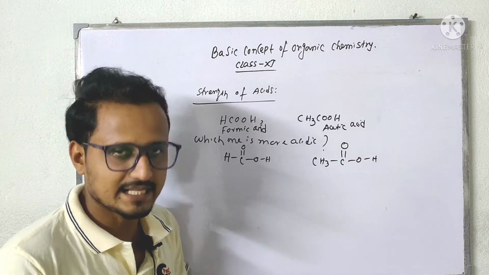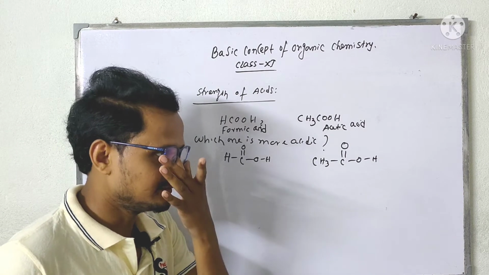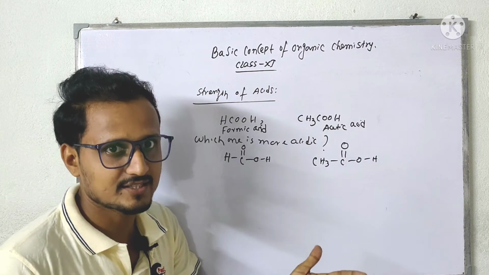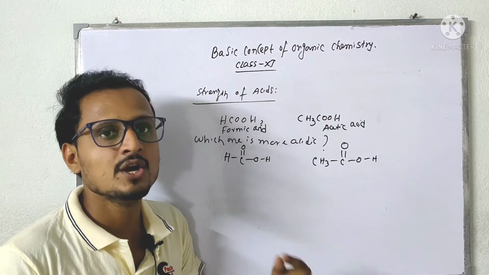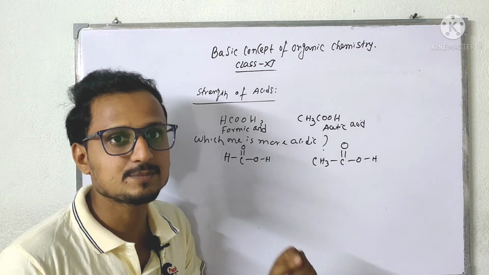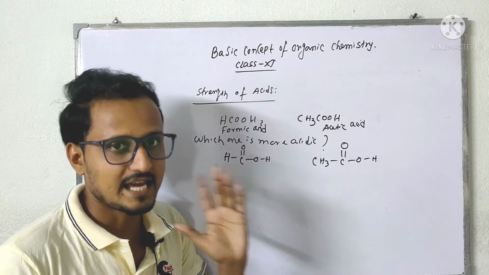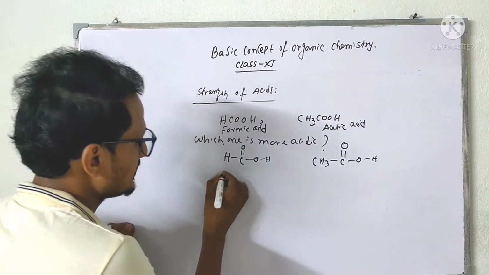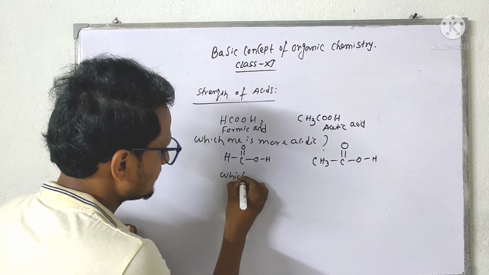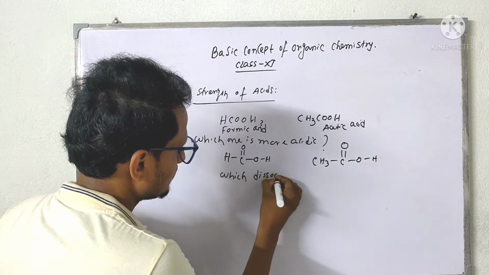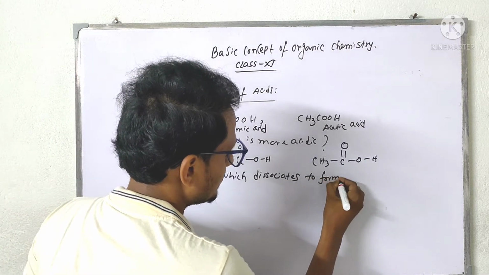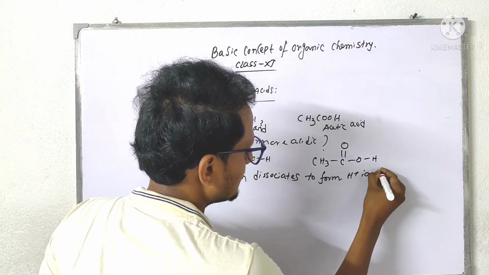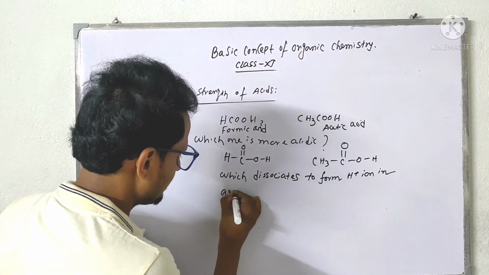Now we know about the acid. What is acid? Acids are those, according to the Arrhenius concept, substances which will dissociate to form H plus ion in aqueous solution.